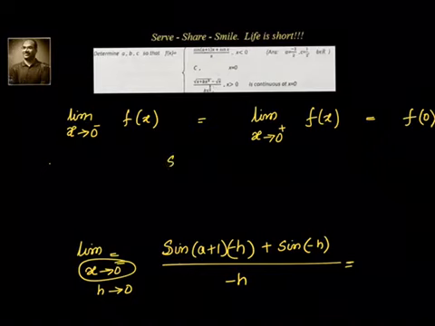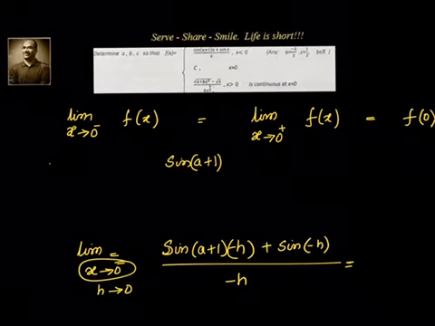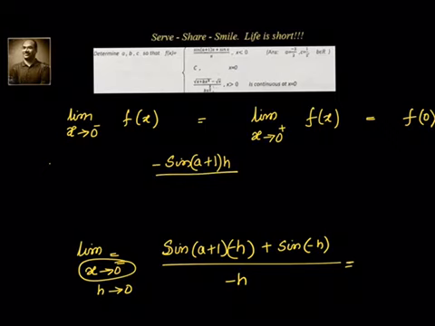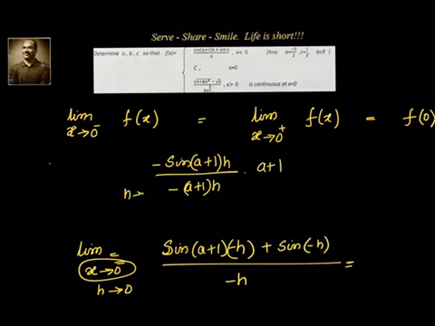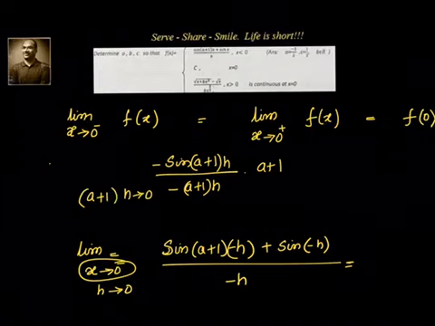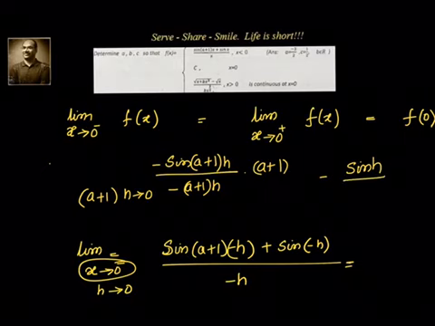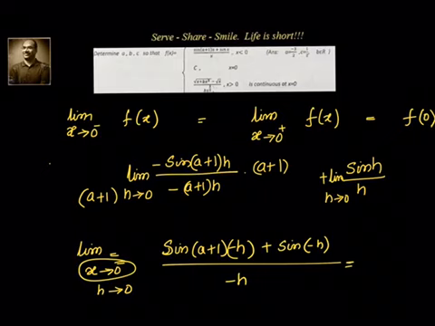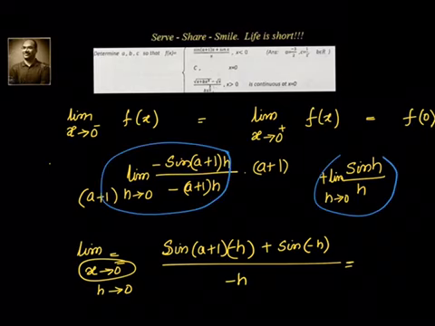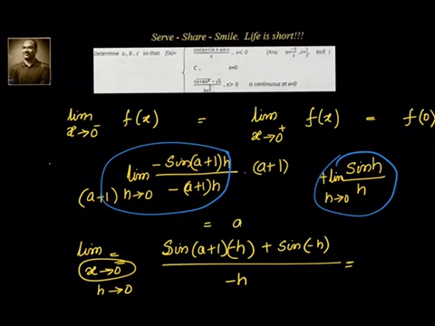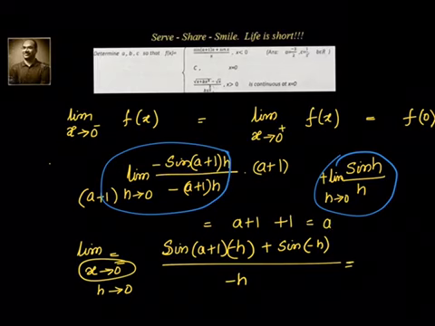That is equal to sine of (a plus 1) h divided by h, and I have to multiply by a plus 1. As h tends to 0, (a plus 1) into h also tends to 0. Then minus sine h divided by minus h, which is nothing but plus sine h by h, as h tends to 0. We have a limit here. Now this whole thing will become 1 and this will become 1. So our next step is a plus 1 plus 1, which is equal to a plus 2. So a plus 2 is what we got from the left hand limit.